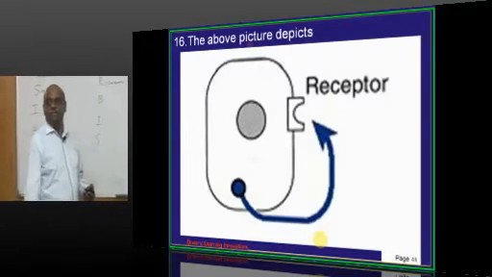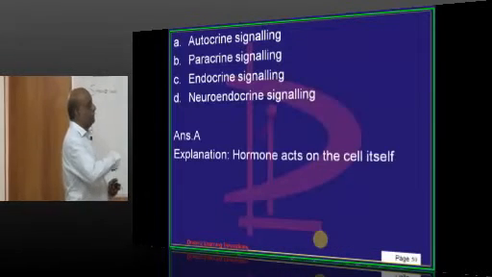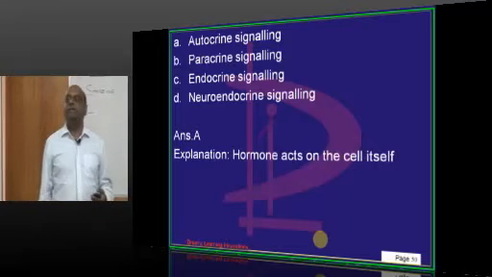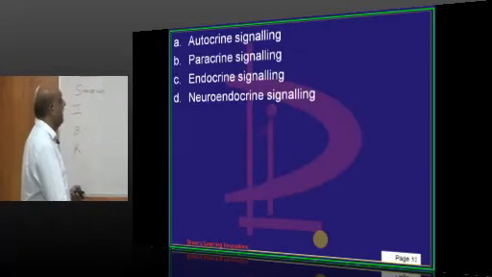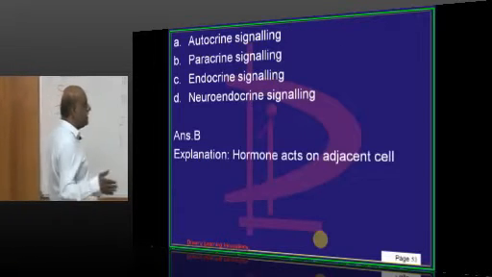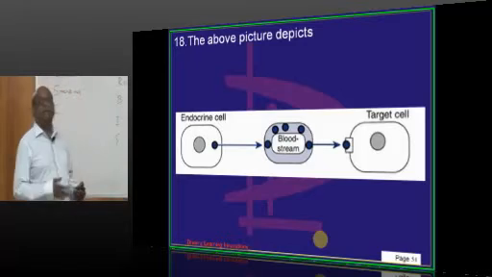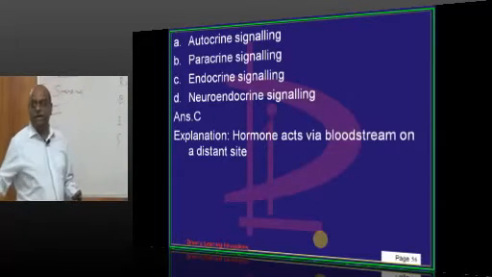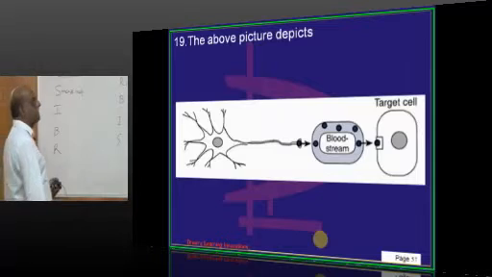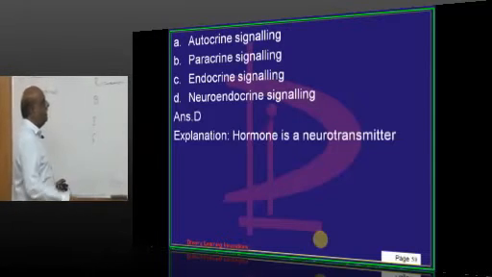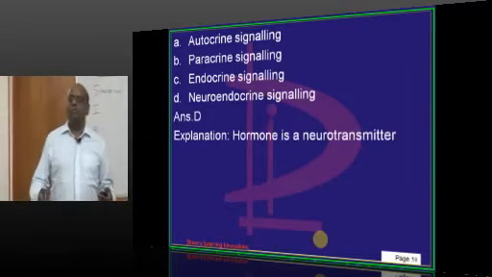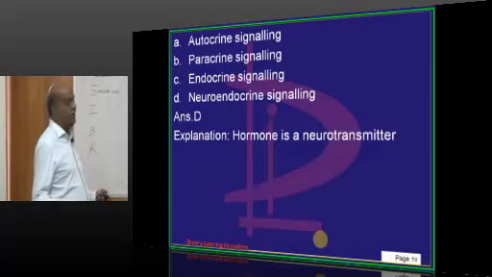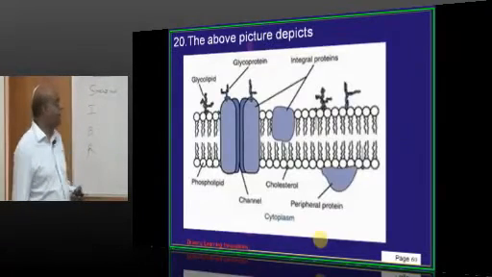Now, what is this? Typically, it is a case of hormone acting upon itself, which is autocrine signaling. And on the adjacent cell, you basically call paracrine signaling. And typically, via bloodstream at a distant site is endocrine signaling. And typically, if the hormone is a neurotransmitter, it is a neuroendocrine signaling.